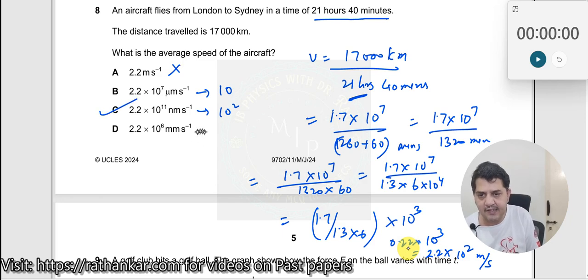If you want, you can check this also. 10 power 6 into 10 power minus 3 will give you 10 cube over here. So C is the right answer.